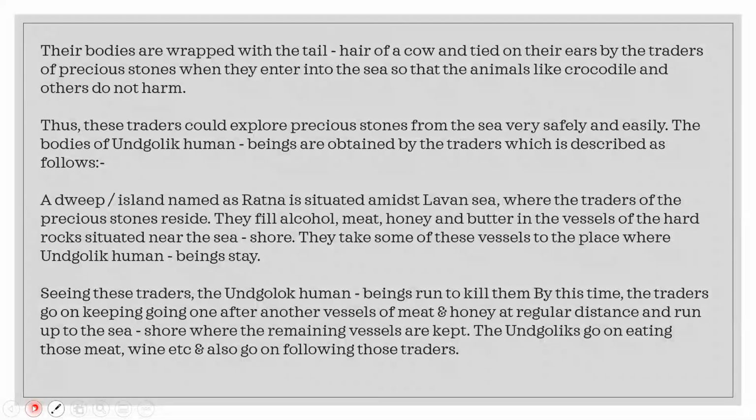So just near this island, there is another island known as Ratna Island, where the traders of the precious stones live, and it is in the Lavan Samudra. What these traders do is they fill the boats or the vessels with alcohol, meat, honey, and butter, and they take these vessels into the sea near the place where the Angolic Manusya or Angolic human beings are staying.